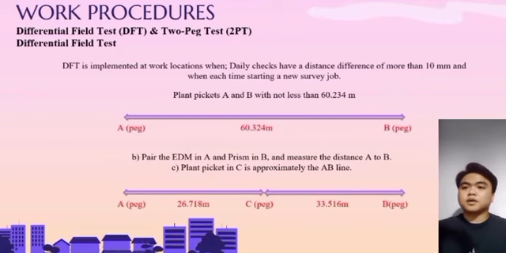Third, plant picket C approximately on the AB line. The distance from picket A to C is 6.718 meter. The distance from picket C to B is 33.516 meter.